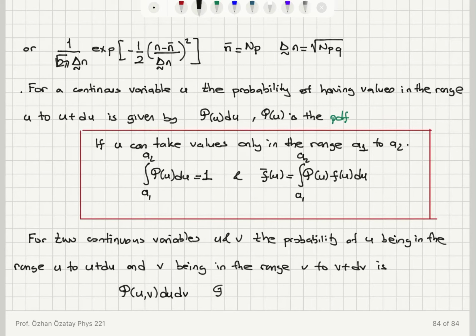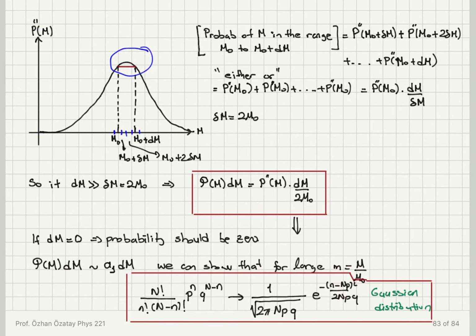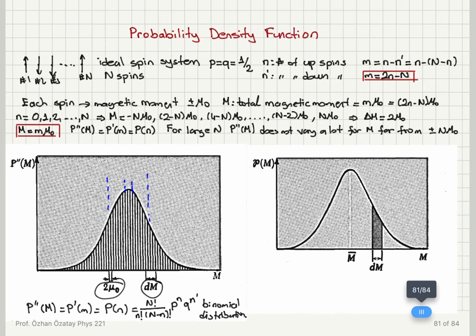So p(u,v) is the joint probability distribution function, and we have seen that if these two variables are statistically independent, it would be equal to the probability distribution function of u multiplied by the probability distribution function of v, but that requires them to be statistically independent. Okay, so let's summarize what we did here.